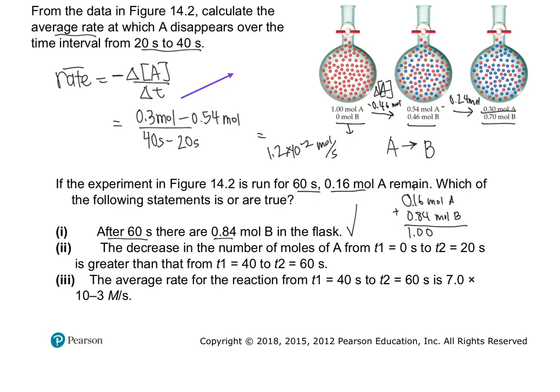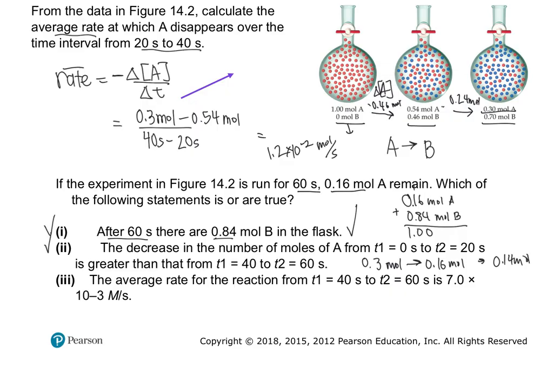The decrease in the number of moles of A from 0 seconds to 20 seconds is greater than that from 40 seconds to 60 seconds. And yeah, we saw that already. From 0 to 20 seconds, we had a 0.46 mole decrease, and from 40 to 60 seconds, we go from 0.3 moles to 0.16 moles, and so that is a decrease of 0.14 moles. So yeah, that's definitely true as well.